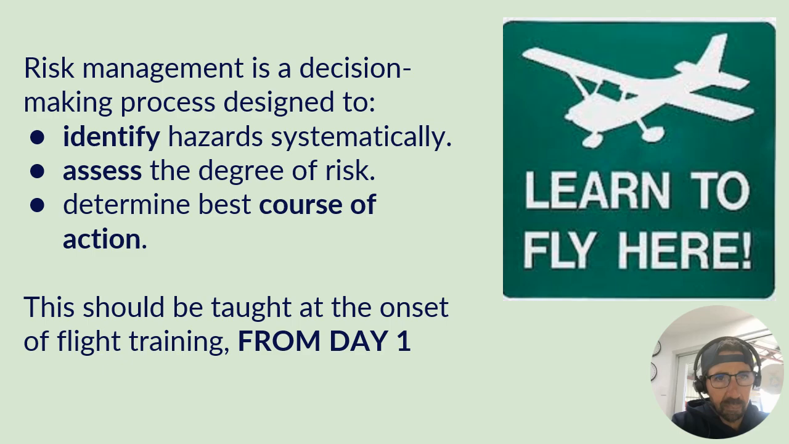So risk management, when we talk about risk management, it's a decision-making process, and it's really designed to identify the hazards. We want to assess the degree of risk, and then we want to determine the best course of action. So let's identify it. What is it? Name it. We want to assess it. What is potentially going to happen? Is it a high risk that it's going to happen or a low risk? Is what is happening a catastrophic, dangerous situation, or is it a low risk situation? And then what is the course of action? What do we do in response to it?